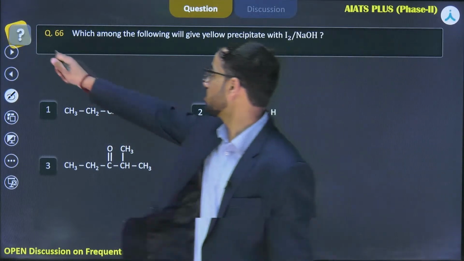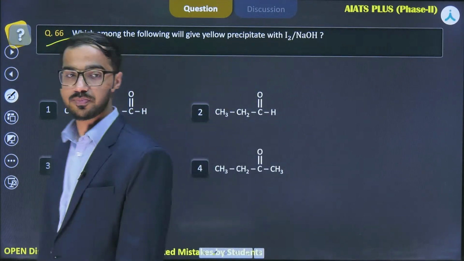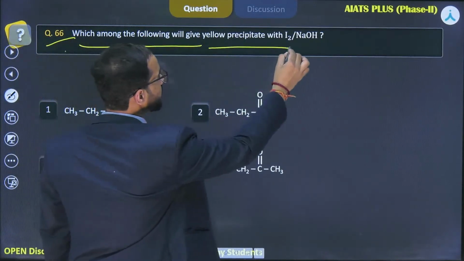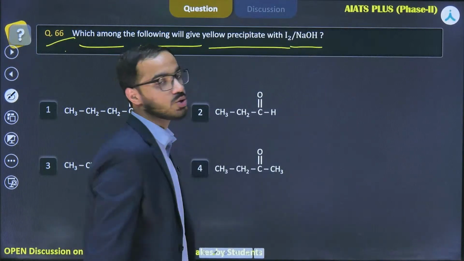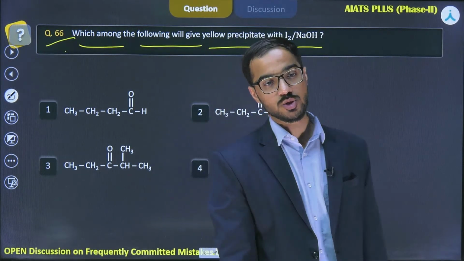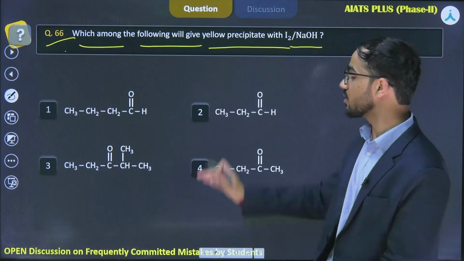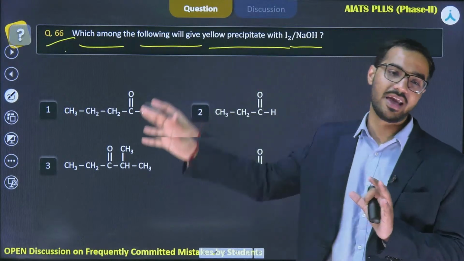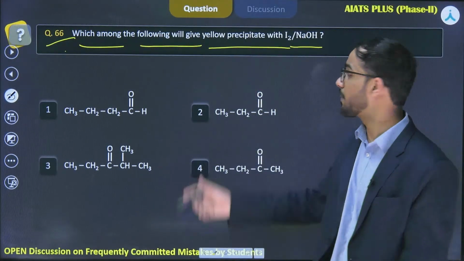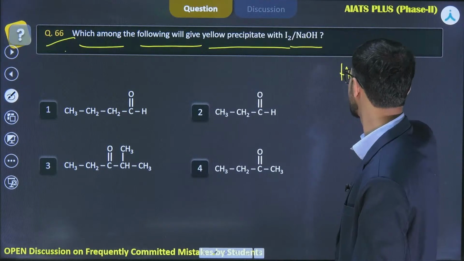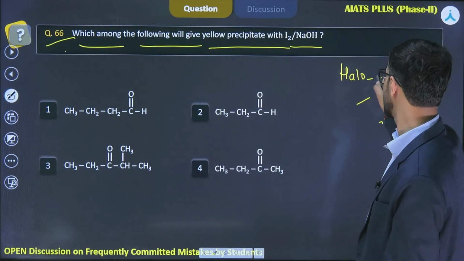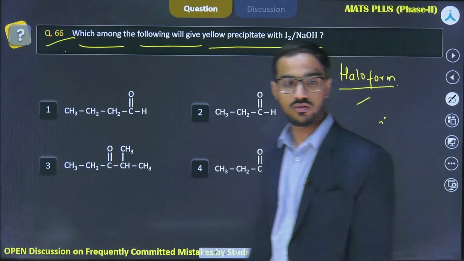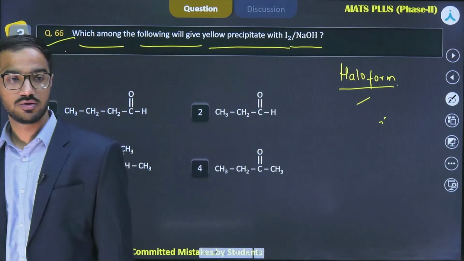We have question number 66. Which among the following will give yellow precipitate with iodine in the presence of NaOH? This is a very important question, guys, and it will definitely be asked, and it has come many times in your NEET examination. This is simply a haloform reaction.